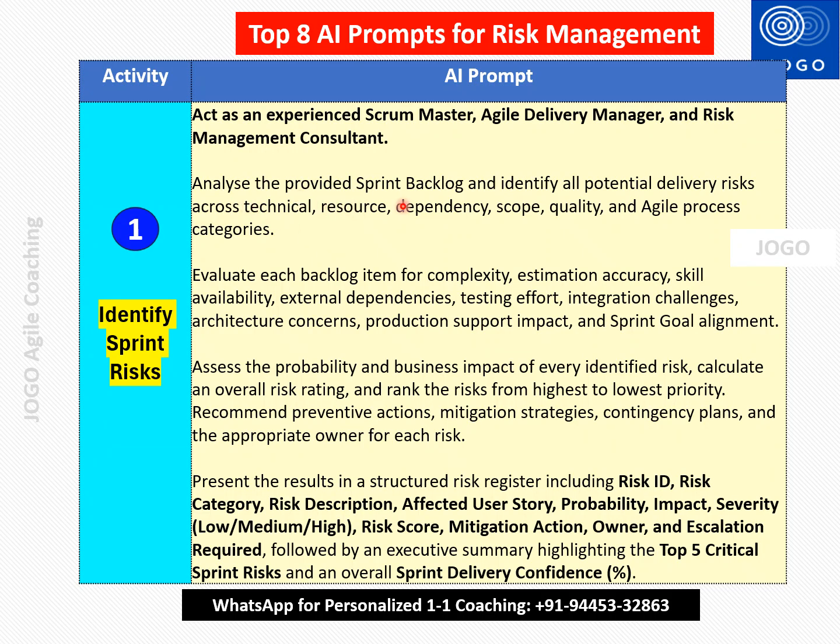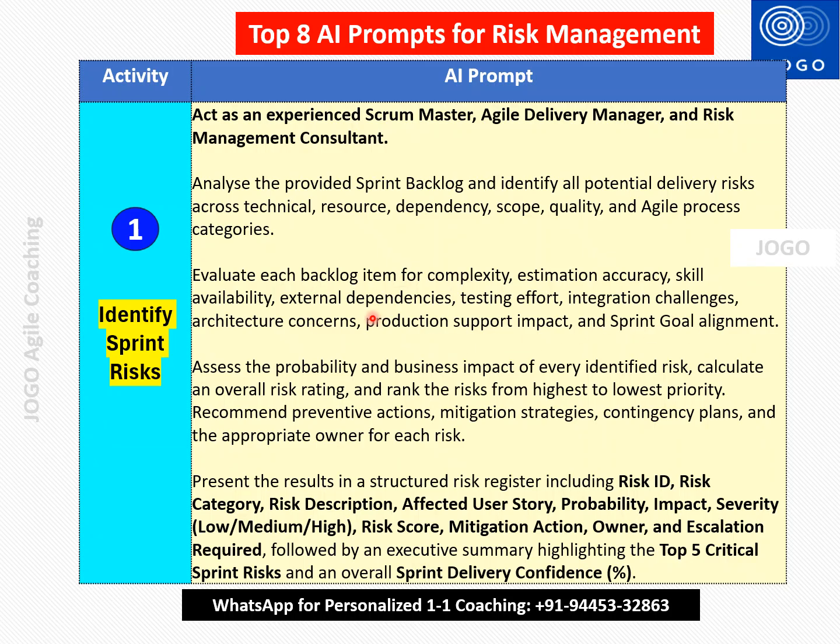Analyze the provided sprint backlog and identify all potential delivery risks across technical, resource, dependency, scope, quality and agile process categories. So the risk can be anything. This can be related to technical risk, resource risk, dependency risk, etc. So we are going to mention to analyze and identify risks in all these categories. The third one is evaluate each backlog item for complexity, estimation accuracy, skill availability, external dependencies, testing effort, integration challenges, architectural concerns, production support impacts, and sprint goal alignment. So it will analyze each backlog item for this.